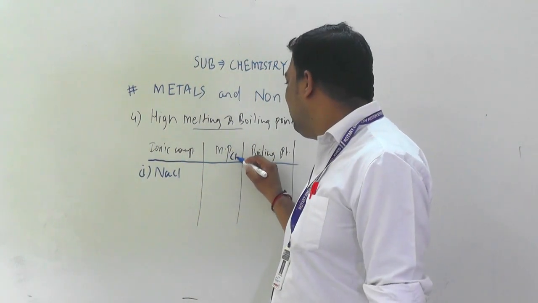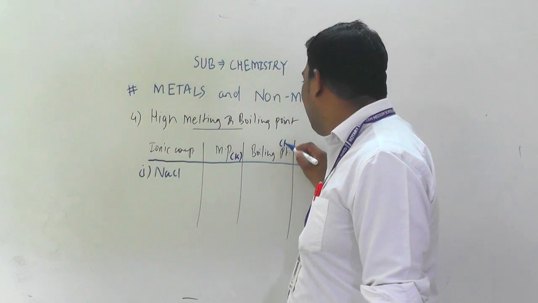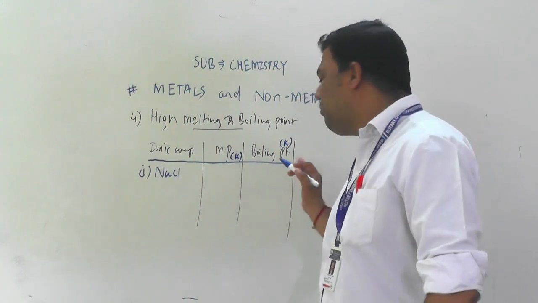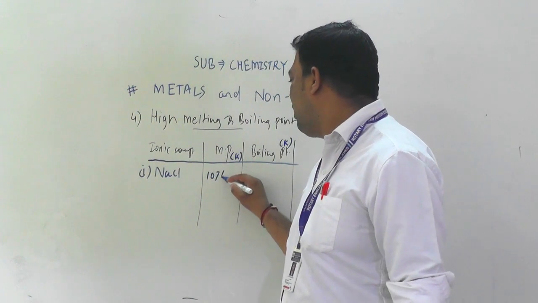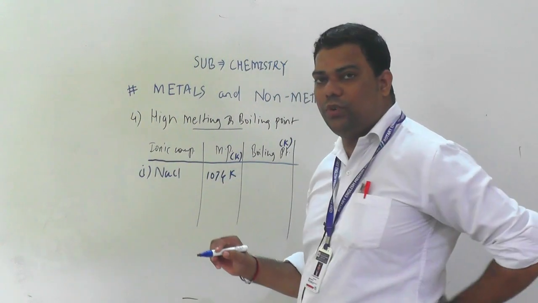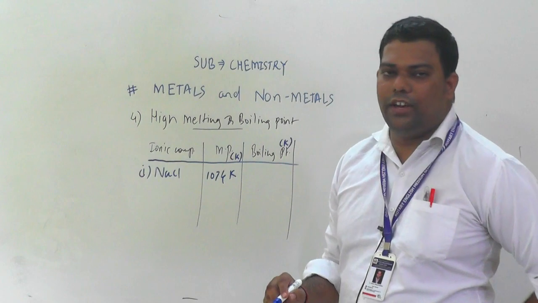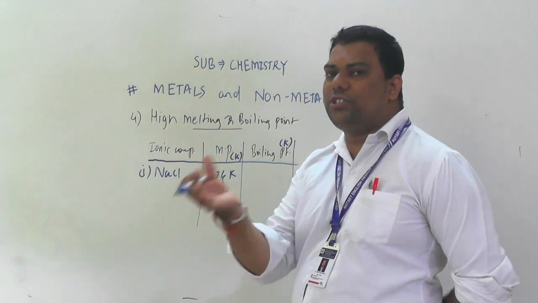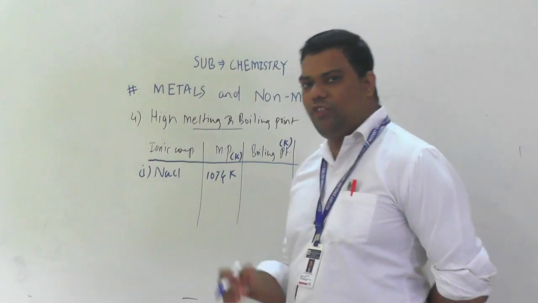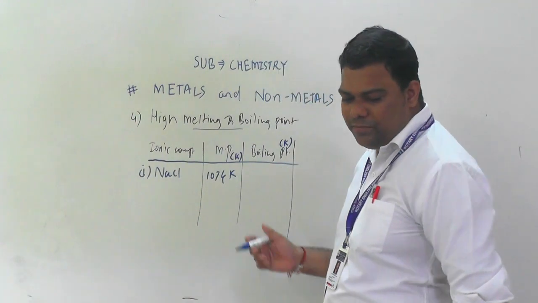Whatever the melting point and boiling point, we will see them in Kelvin. So the melting point is 1074 Kelvin. As you know how to convert, T degree Celsius plus 273 gives you Kelvin.